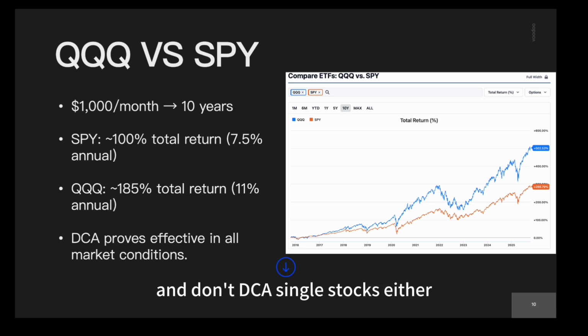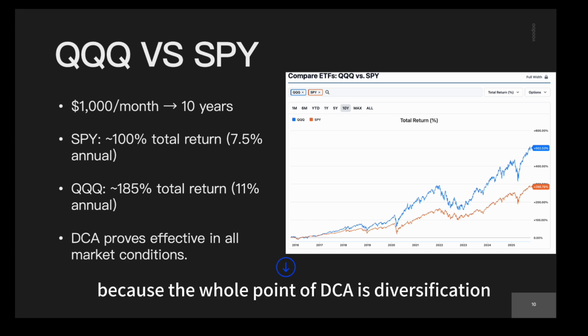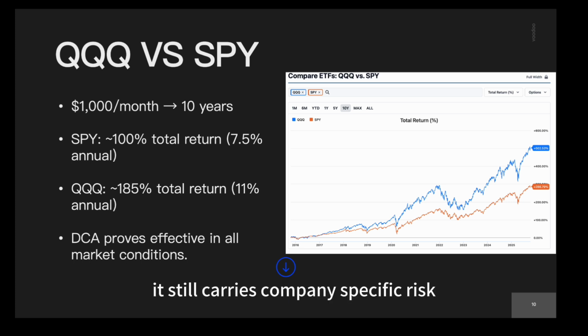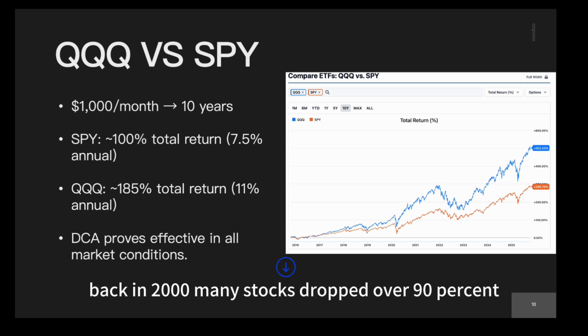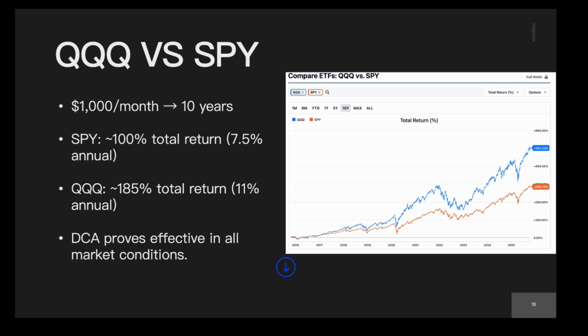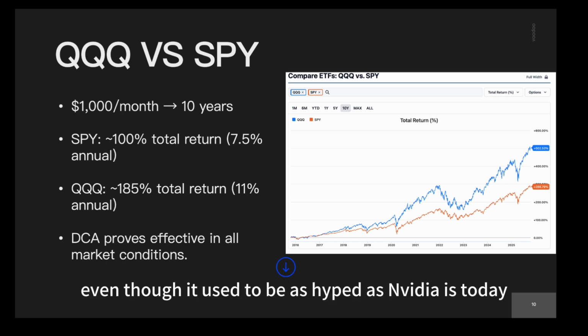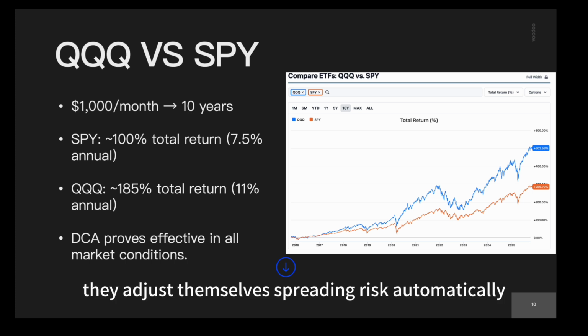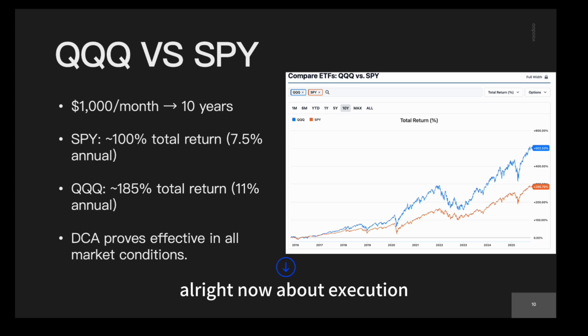And don't DCA single stocks either, because the whole point of DCA is diversification. If you pick one company, like say Nvidia, even though it's doing great now, it still carries company-specific risk. Back in 2000, many stocks dropped over 90% and still haven't recovered their old highs, even though they used to be as hyped as Nvidia is today. So, that's why DCA should stick to indexes. They adjust themselves, spreading risk automatically.